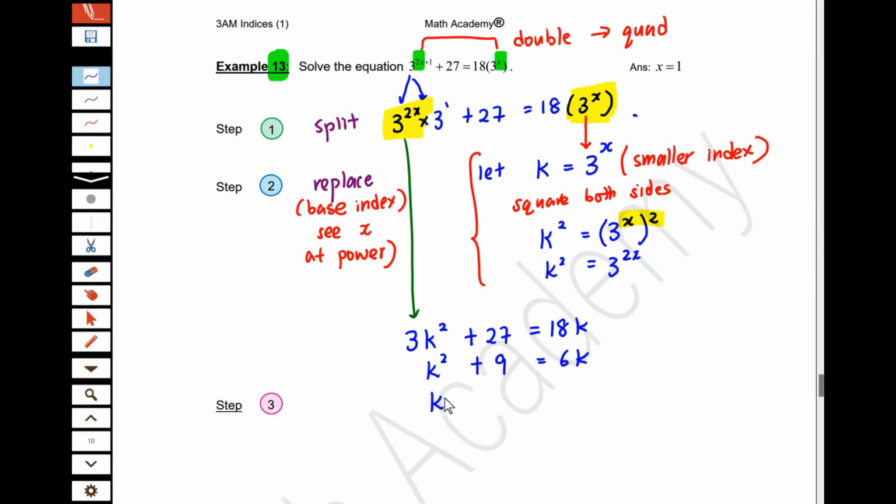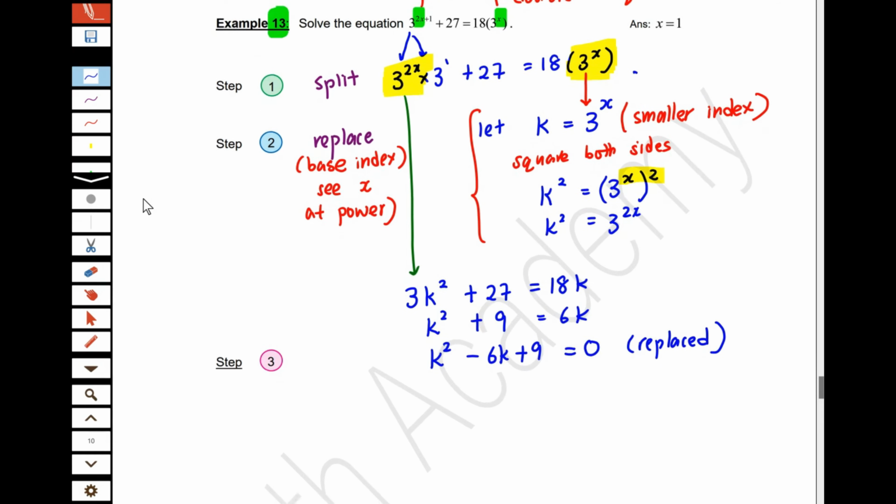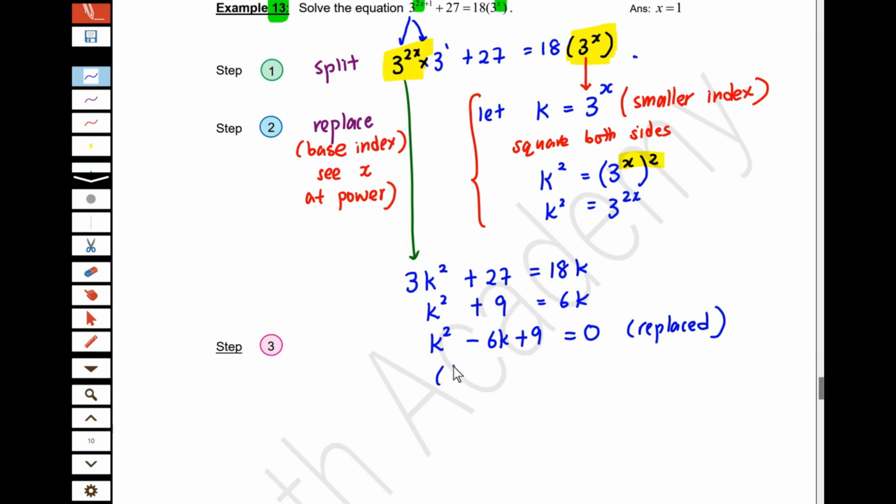So you're going to shift everything over to one side and start to do your sec 2 factorization. So this whole thing is completely replaced. Completely replaced. What you see now is a lower secondary quadratic. It's easy to solve. So let's solve this. This one, when I memorize 169, when I factorize it, is this. Otherwise, you can press your calculator or do it manually. So I solve this. K equals to 3.